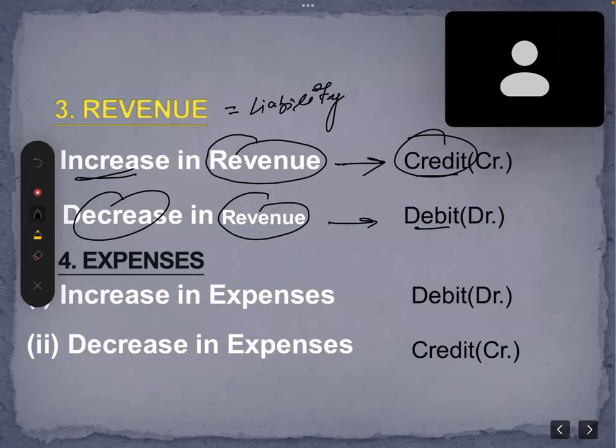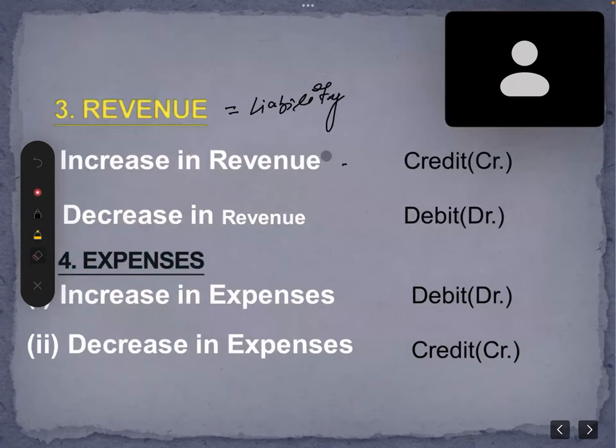Okay. Now, the rule regarding the revenue is exactly similar to the liability. And if you pay close attention, you will find that the rule regarding the expense is exactly similar to the asset account. We just learned that whenever there is an increase in asset, we need to debit it. Similarly, whenever there is an increase in expense, we will have to debit it. And if there is a decrease in expense, it should be credited, just like a decrease in asset is credited. Increase in expense will be debited just like the increase in asset used to be debited. Got it, everyone? Is this clear?